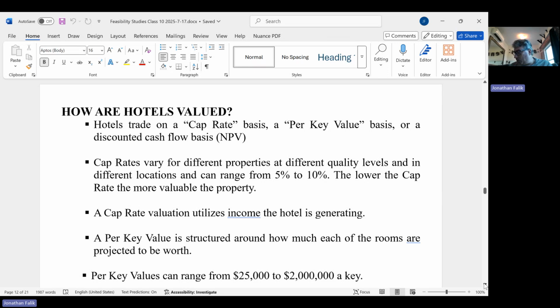Others will look at a per key value, which is basically the value divided by the number of rooms, right? And that could be anywhere from 50,000 per room to 2 million per room for a luxury resort.